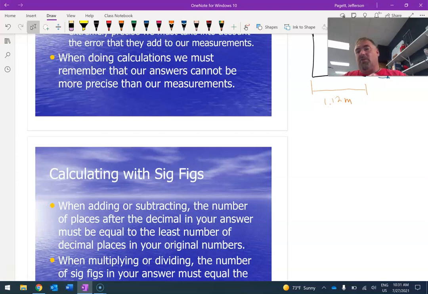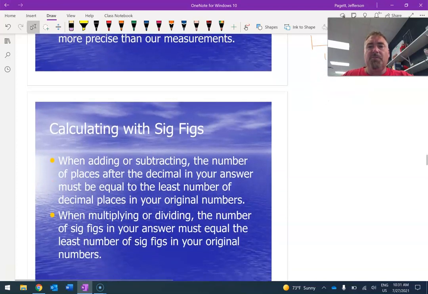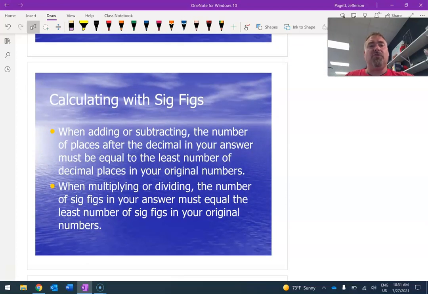So you can't write out all 10 digits that your calculator spits out, okay? And likewise, you can't round a number down to the nearest 100 either, okay? So basically what you need to do is follow these rules. And again, I'll help you out with this. We'll approach this as the year goes on and continue to work on this.